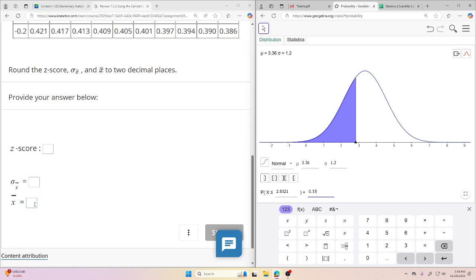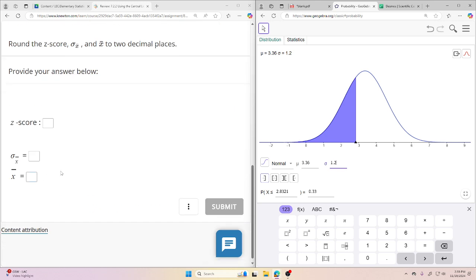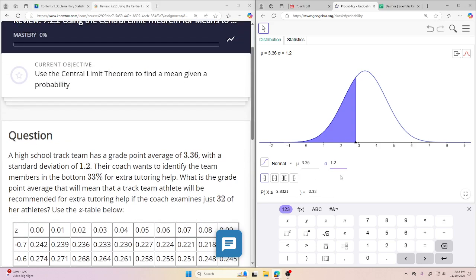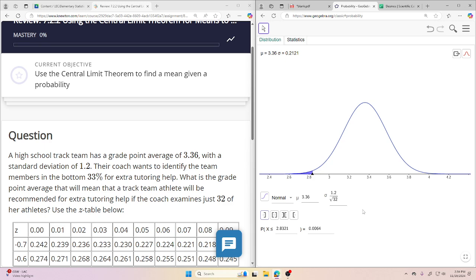I think we're doing it wrong. Did I use all my numbers? What's the one thing I didn't use yet? The 32. So I need to use all my numbers somehow. I think that is that divide by the square root of n thing. I always got these things wrong, so I'm trying to figure out why. So what I need to do is actually divide by the square root of the 32. That's what I'm guessing I need to do, and it changes my answer.